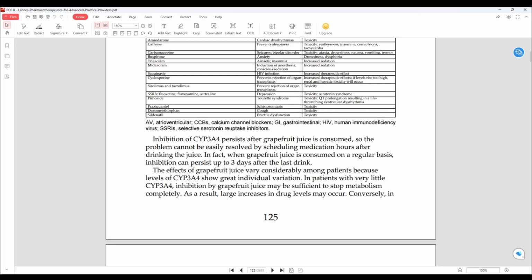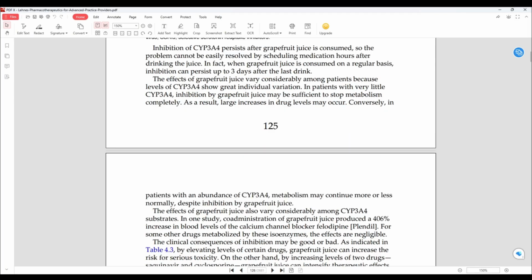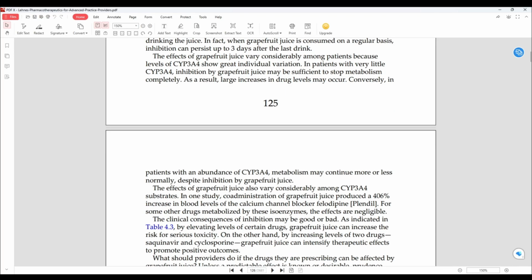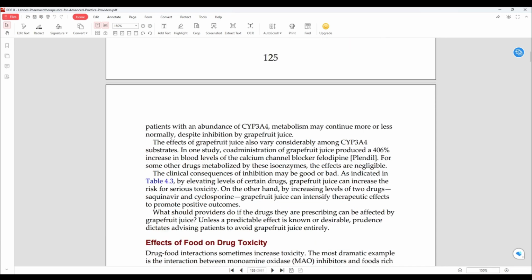In patients with very little CYP3A4, inhibition by grapefruit juice may be sufficient to stop metabolism completely. As a result, large increases in drug levels may occur. Conversely, in patients with an abundance of CYP3A4, metabolism may continue more or less normally, despite inhibition by grapefruit juice. The effects of grapefruit juice also vary considerably among CYP3A4 substrates.